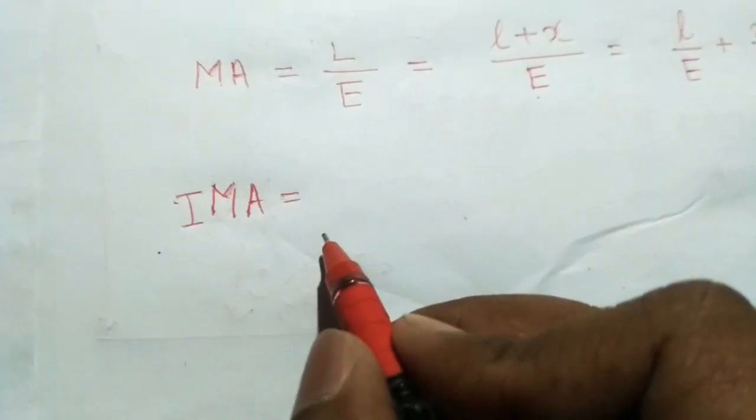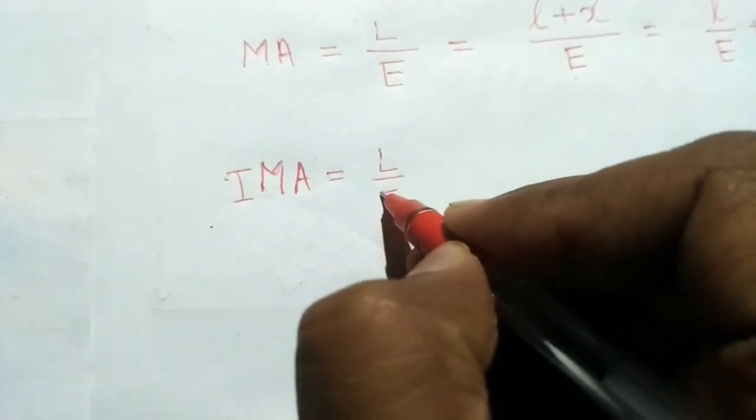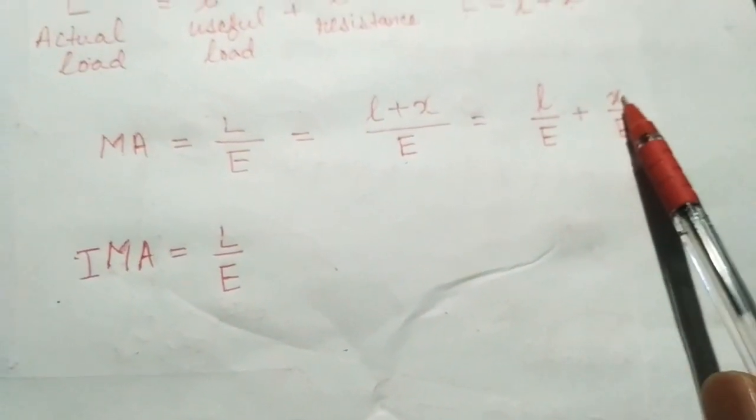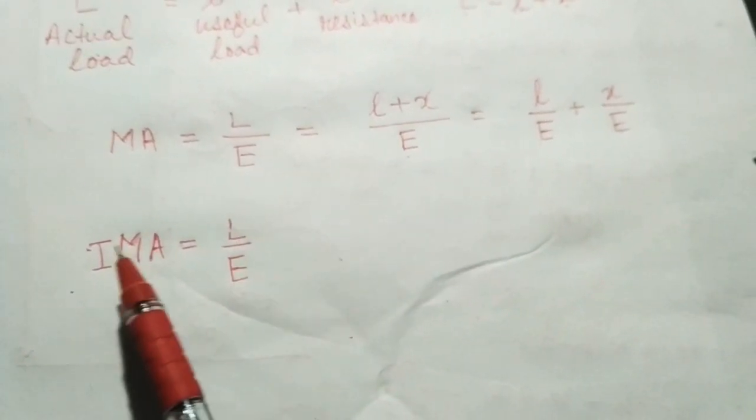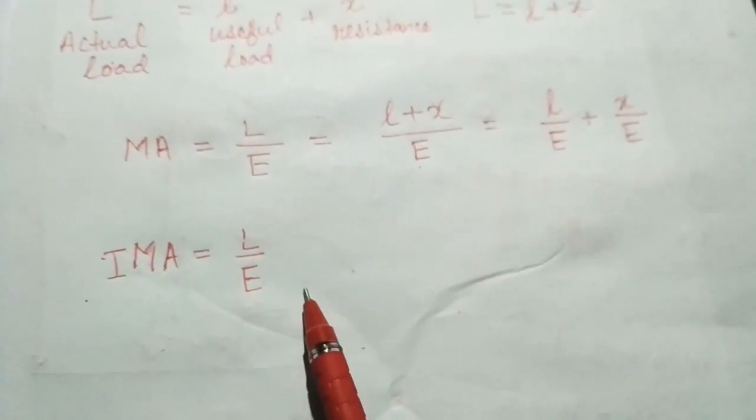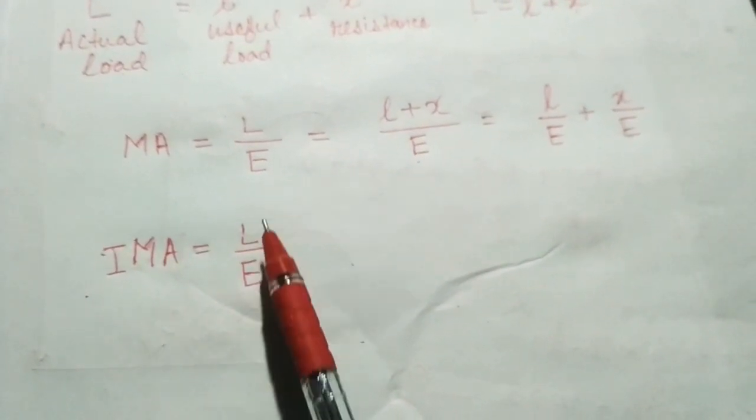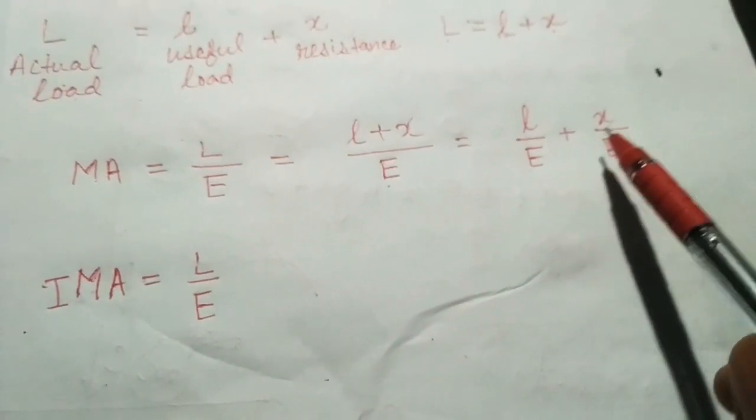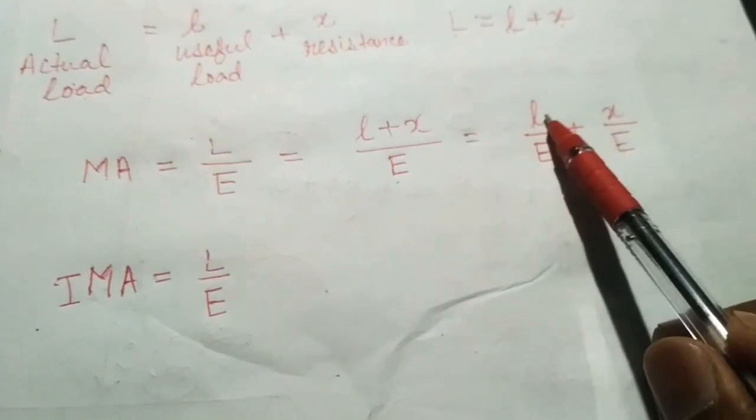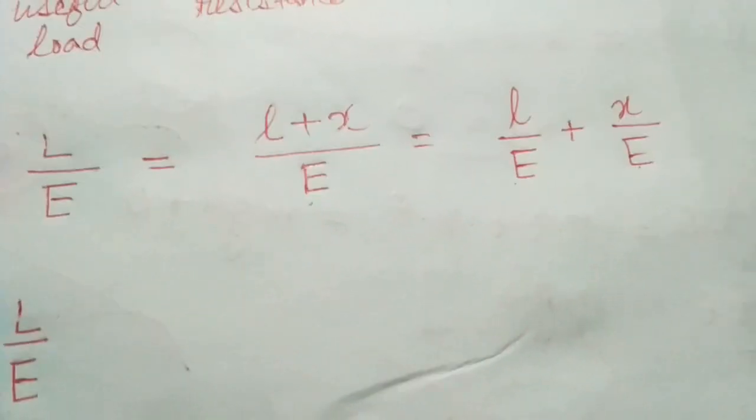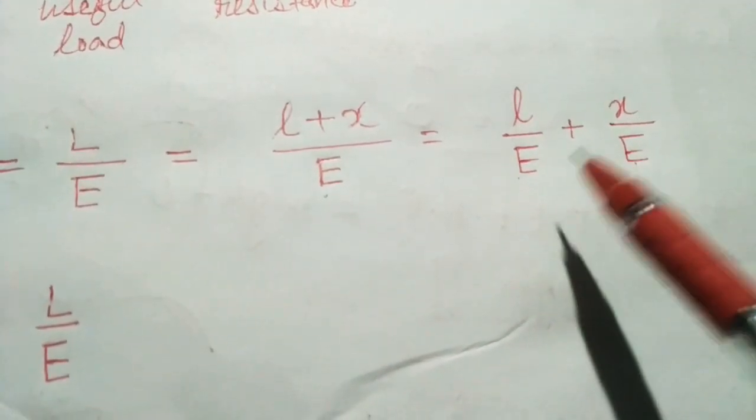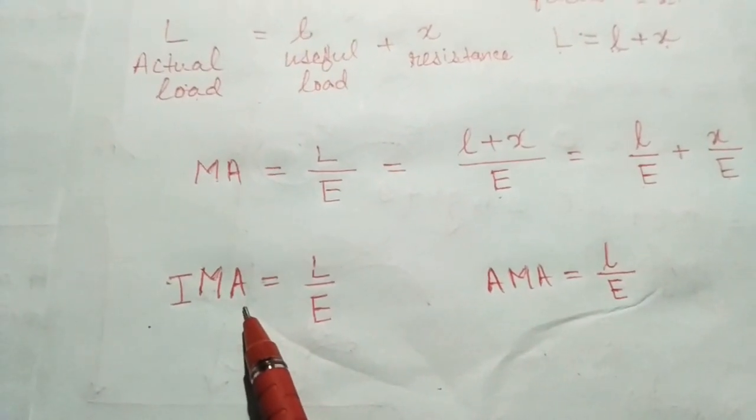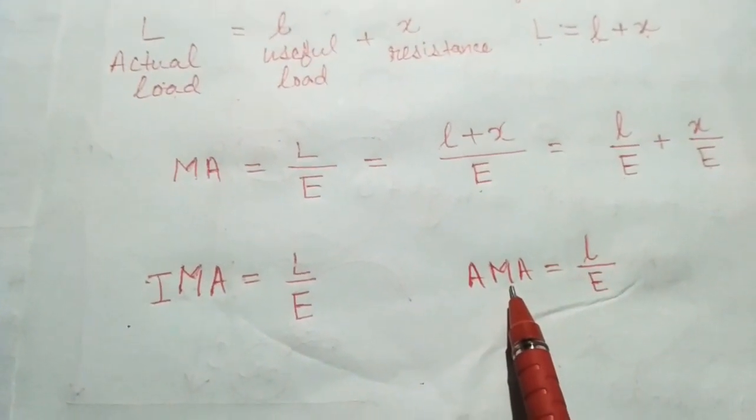Ideal mechanical advantage, that is only L upon E. Listen carefully. If we are considering that there is no resistance, whatever is there is only load. So the ideal mechanical advantage is capital L upon E, meaning load upon effort. But if I'm talking about the actual one, in that case, accept resistance, don't remove that resistance. What is this right now? This is your actual mechanical advantage, only this part. So I'm writing that. This is your ideal mechanical advantage and this is your actual mechanical advantage.